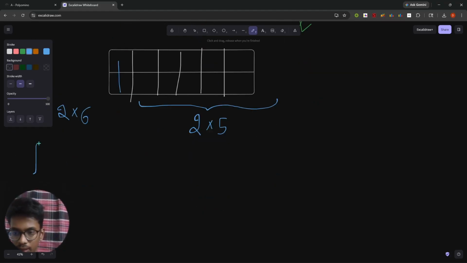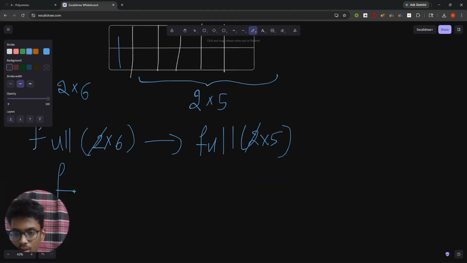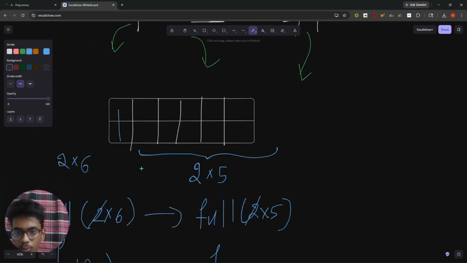So let there be a state called F. F means full. Let's call a state full. When you give full of 2 cross 6 and it places a vertical domino, it takes you to a configuration of full of 2 cross 5. And this 2 is unnecessary data. We can eliminate it in both the states. So f of n can take you to f of n minus 1, isn't it?